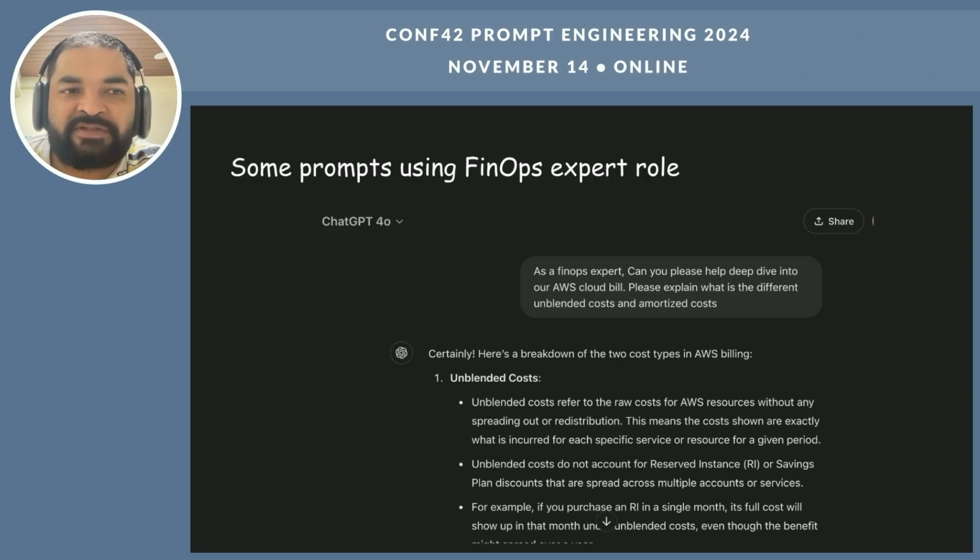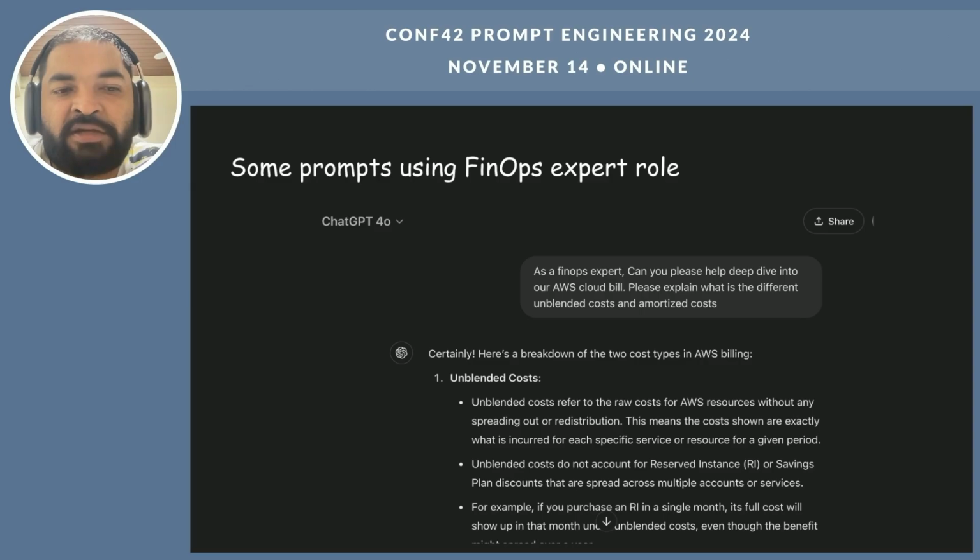Let's see a couple of examples. Some prompts using the FinOps expert role. Here, what I tried was: as a FinOps expert, can you please help deep dive into our AWS cloud bill? Please explain what is different between unblended costs and amortized costs. For someone coming to cloud billing, specifically AWS cloud billing, there are multiple different types of costs. You have unblended costs, you have amortized costs, and there are multiple other costs.